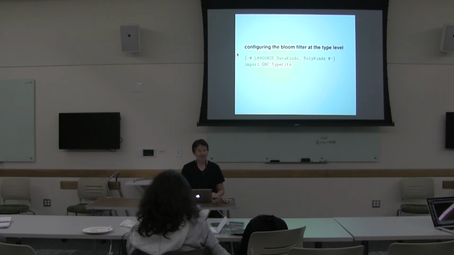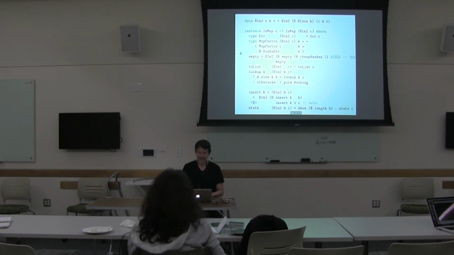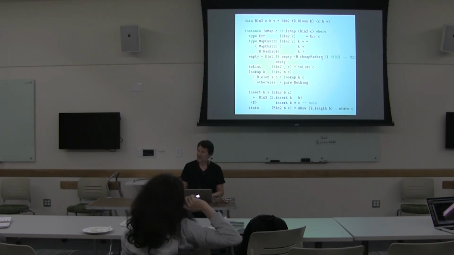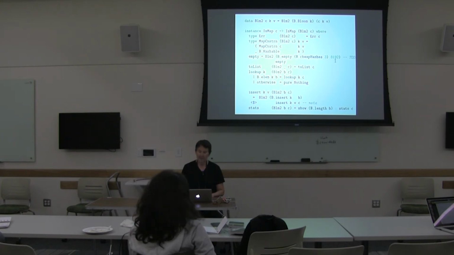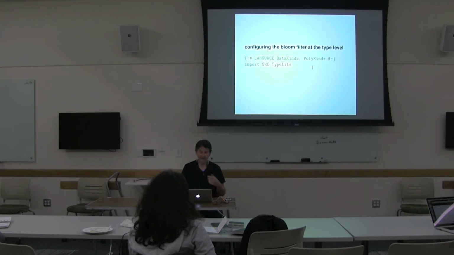Configuring the bloom filter at the type level. That's exactly right. Remember the to-dos we had in there for basically configuring empty for the different types. When it's an empty cache, it needs to know the size of the cache. For the empty bloom, it needs to know how many hashes you're going to use in your bloom filter and how many bits you're going to have in your bloom filter. So we're going to do that now at the type level.